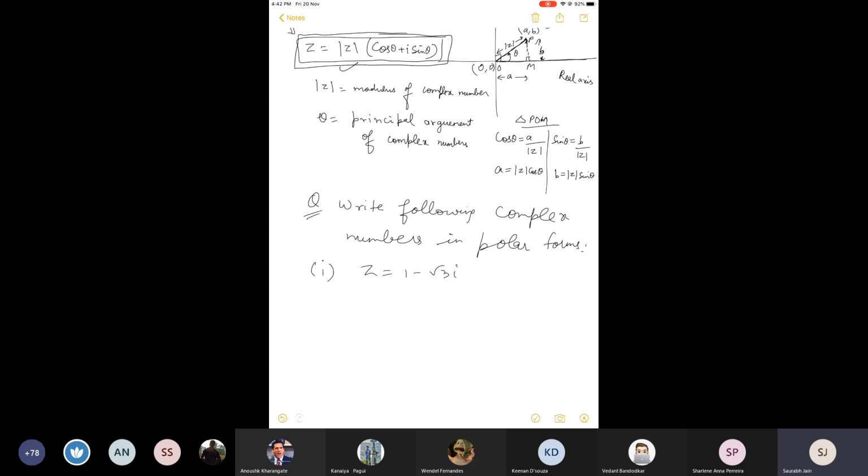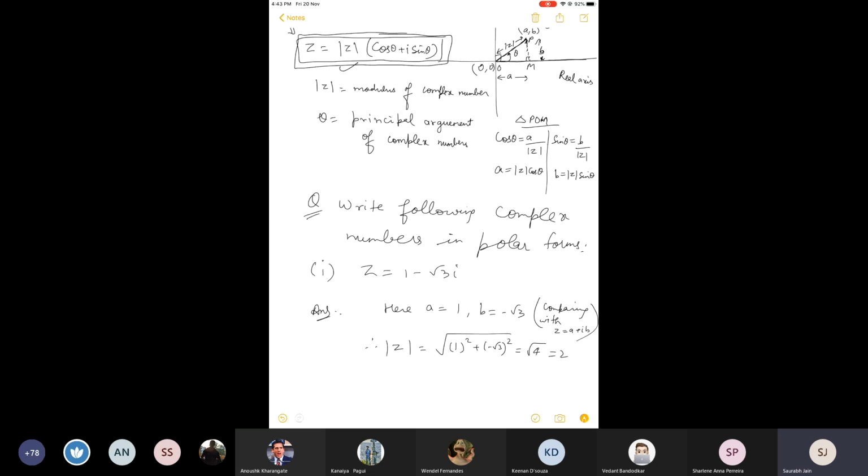Now you have the values of a and b because you can compare it with the general form. And based on that, you have to find mod z and theta. Let us start by finding mod z first. Here, a is 1 and b is minus root 3, because I am comparing this complex number with z equals a plus iota b. Now we have a and b, therefore we can find mod z. The first step is to find mod z, and the formula is under root a square plus b square. This comes out to be root 4, which is 2.